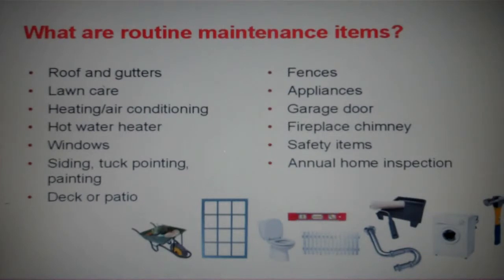You will have a monthly utility bill. Routine maintenance or upkeep can include such items as roof and gutter cleaning and repairs, lawn care and fence maintenance, heating and air conditioning maintenance or repairs, hot water heater repairs or replacement. Given all these items, some homeowners even schedule an annual home inspection by a qualified home inspector to identify any potential problems with the home's structure to avoid costly surprises.